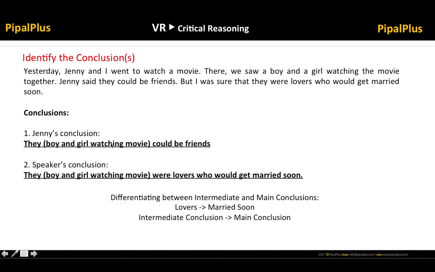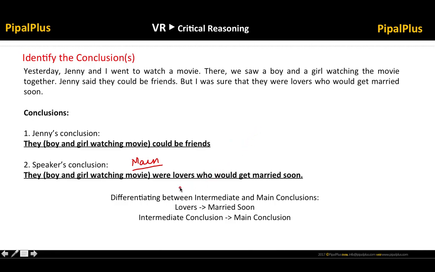So Jenny's conclusion is they could be friends, and the speaker's conclusion is they were most likely lovers who were going to get married. Now let's break up the main conclusion. This is the main conclusion of the argument that we've decided on. You notice that this main conclusion is also actually two parts. It says they are lovers who would get married soon, right? So they are lovers, and they are going to get married soon. These are the two sub conclusions that form the real main conclusion.